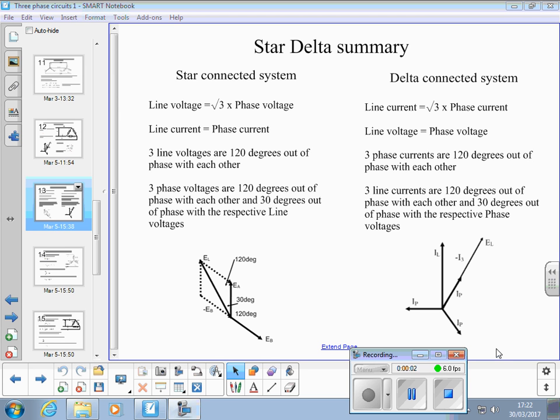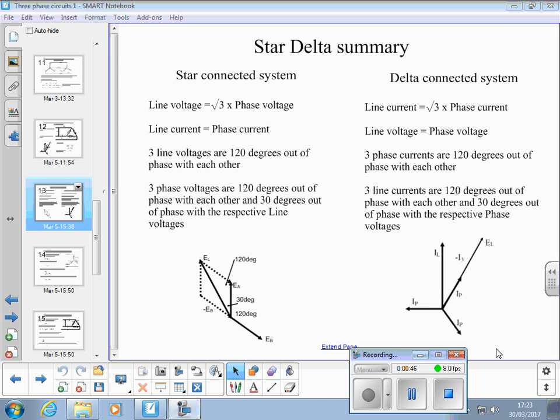Picking up where we left off last week with the summary of the two different types of system, star and delta. We talked about this last week. In a star connected system, line voltage is √3 times phase voltage. So that's where the two dual voltage system comes from in this country: your line voltage, √3 on our standard system, is 400 volts, and phase voltage is 230 volts. If you do 230 times √3, you'll find that's somewhere around 400.